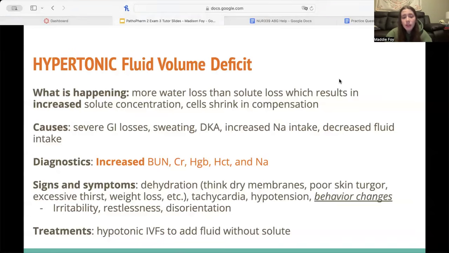And then treatment, you're going to want to give hypotonic, so think maybe 0.45 normal saline, to add fluid back without that solute to prevent your cells from shrinking into basically nothing.